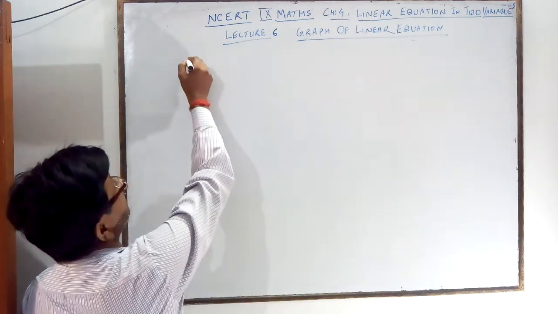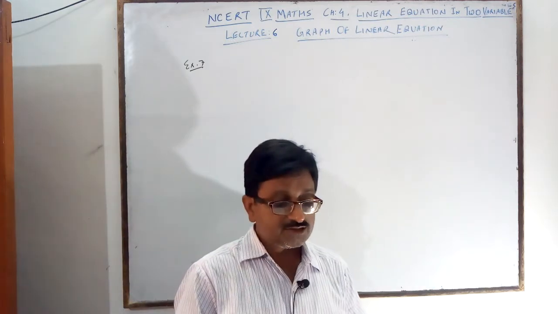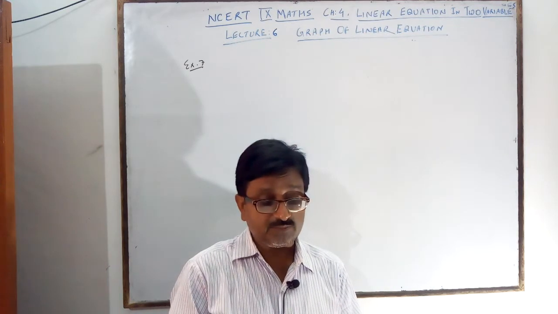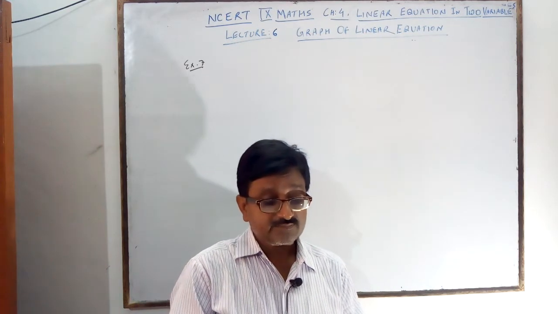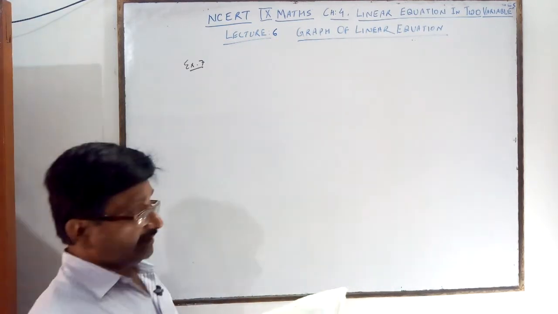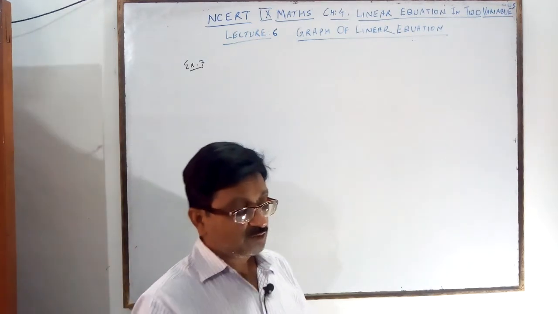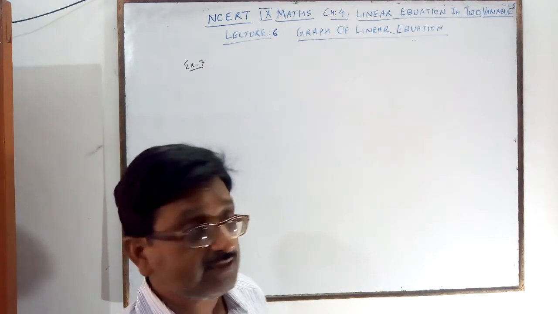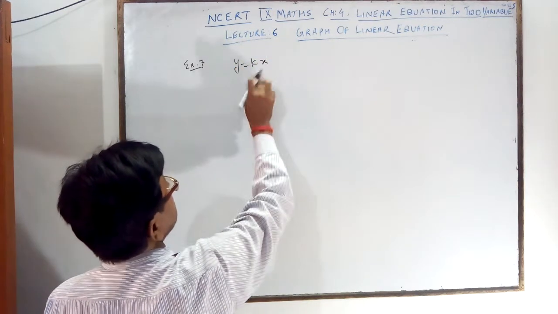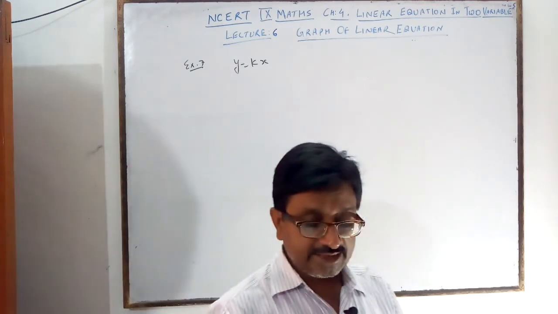Example 7. You know that the force applied on a body is directly proportional to the acceleration produced in the body. Write the equation for this. Suppose y unit of force is applied, and y is equal to kx. Let y be equal to kx. What is x? x is the variable, k is a constant here.